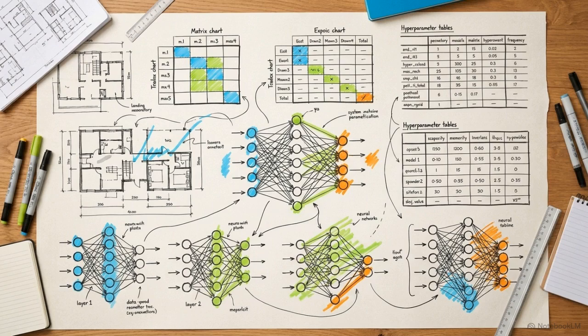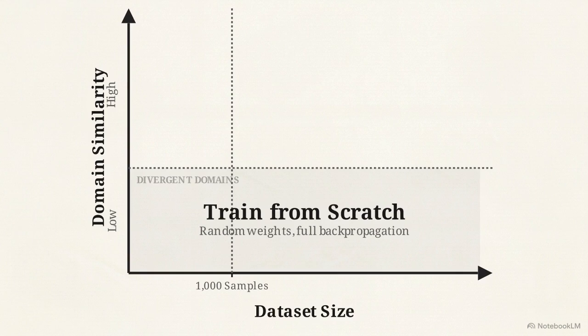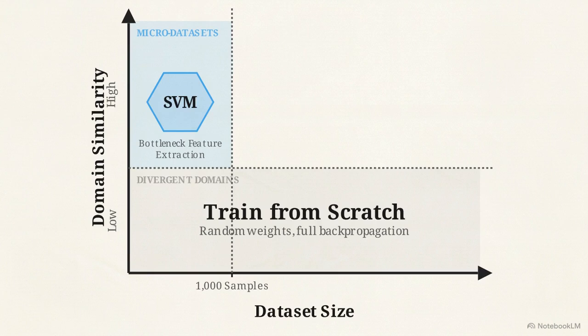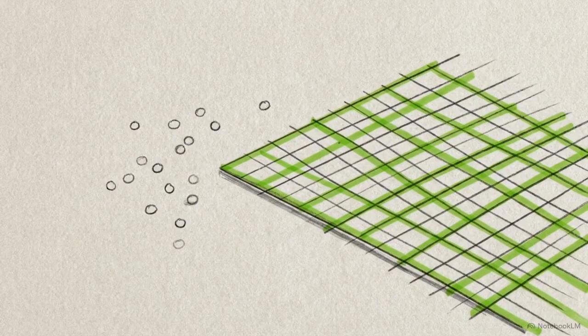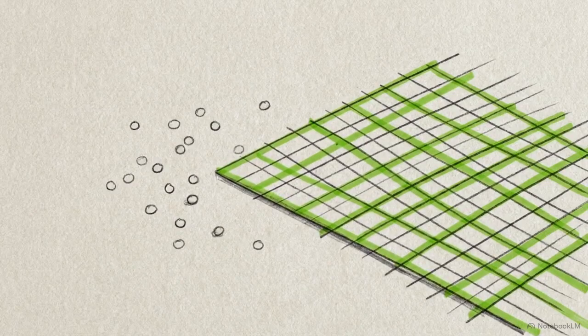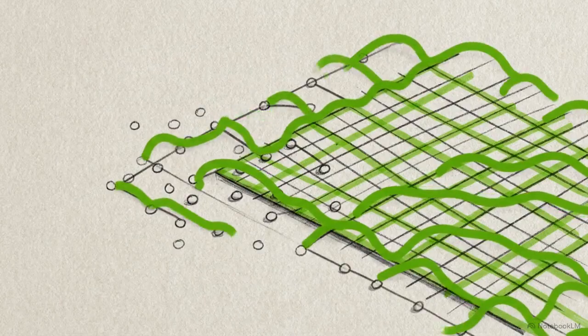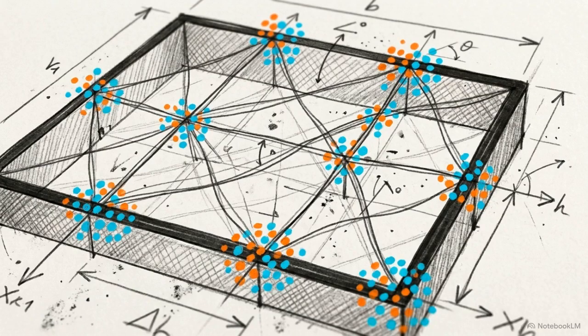Pulling back from these surgical mechanics reveals a systematic landscape for deep learning adaptation. If the domain diverges, accept the data cost and train from scratch. For micro datasets under 1,000 samples, deploy a support vector machine. For moderate datasets, apply 3 constraints: truncate the softmax, suppress learning rate, and freeze early layers. Adhering to these strict heuristics ensures the model learns the underlying patterns of the new data rather than simply memorizing the training set. Success in large-scale deep learning depends on strategically adapting existing weights to fit these rigid data boundaries.